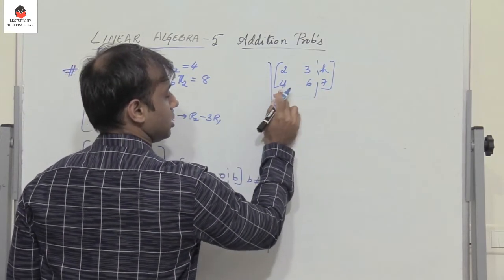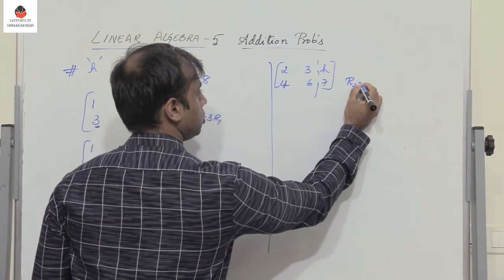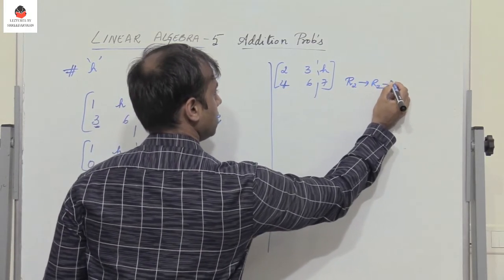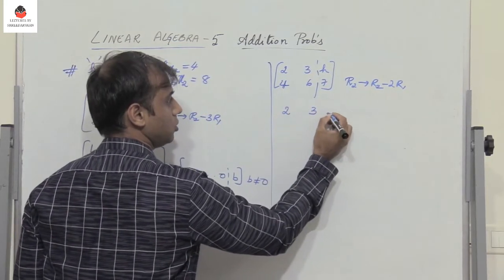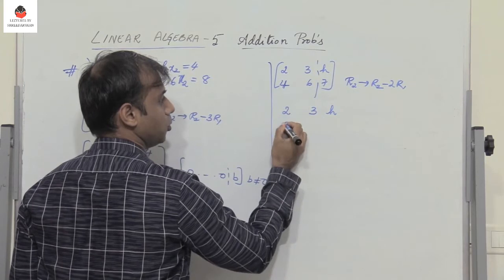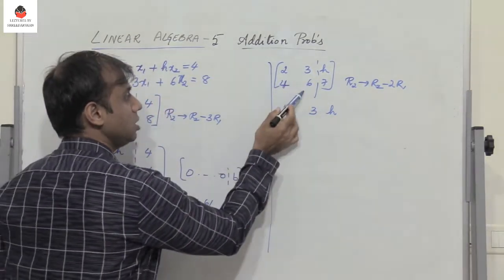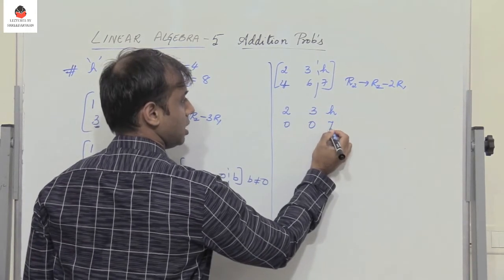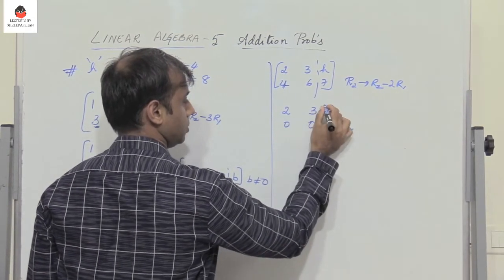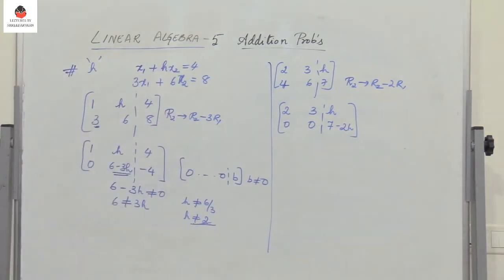So this element has to be made equal to 0. So perform the operation R2 is R2 minus 2 times R1. So we get the first row, which is 2, 3h. 4 minus 4 is 0. Remember, I am multiplying the first row with 2. 6 minus 3 into 2, which is 0. And then we get 7 minus 2h. So this is the augmented matrix.